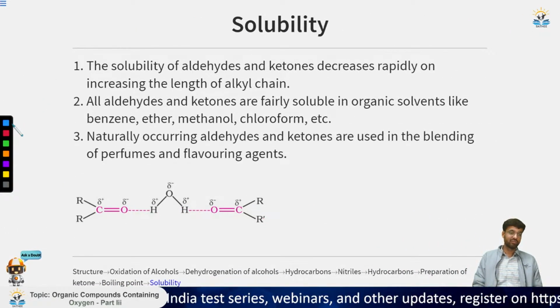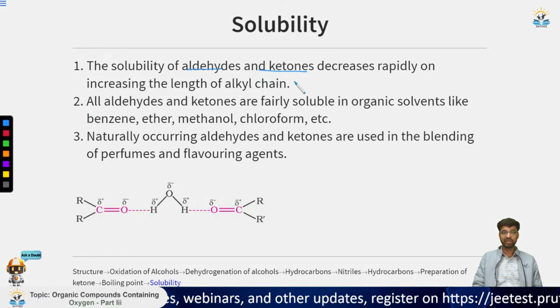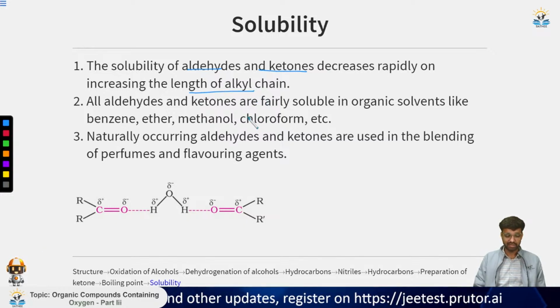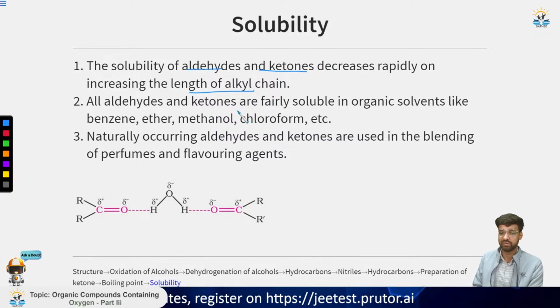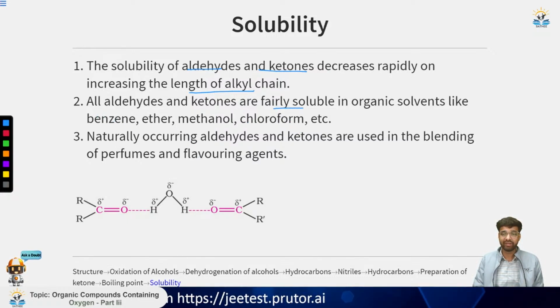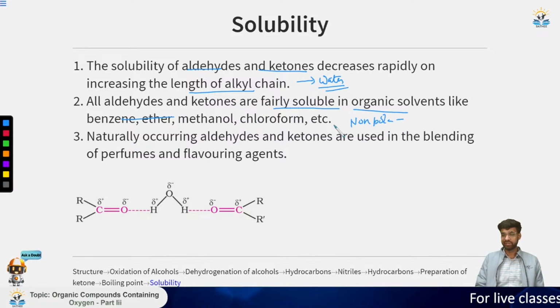Now next, let us see the solubility case. The solubility of aldehyde and ketone decreases as the length of the alkyl chain increases. So if you take a lower alkyl chain, then of course it will show higher solubility. We will see the reason now. Before that, all aldehydes and ketones are fairly soluble in organic solvents. So this was about water, or you can say polar solvent. If you have an organic solvent which is non-polar in nature, these aldehydes and ketones are fairly soluble in those non-polar solvents.